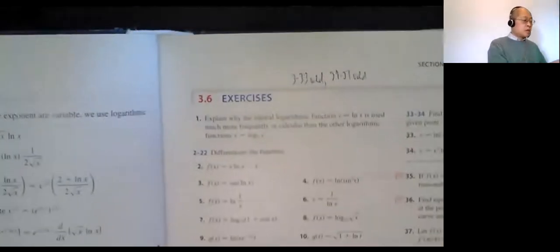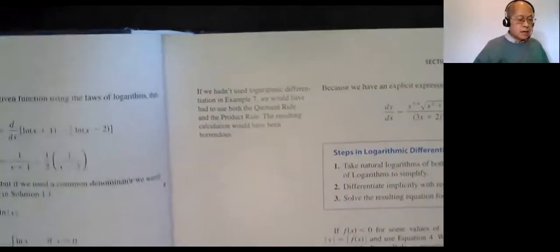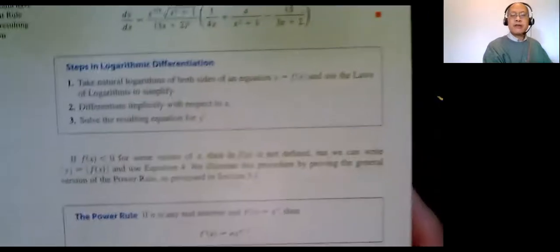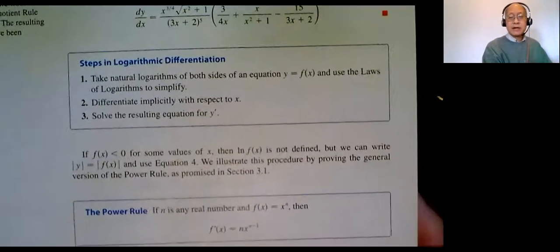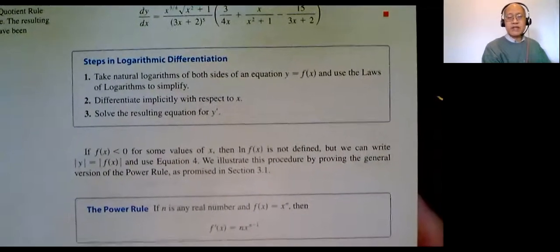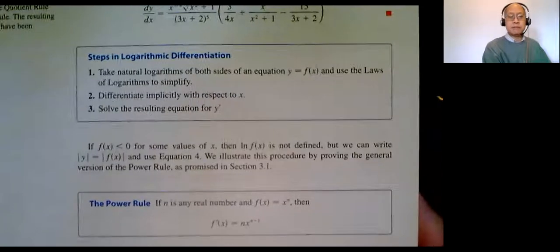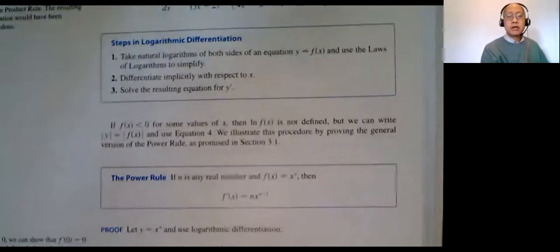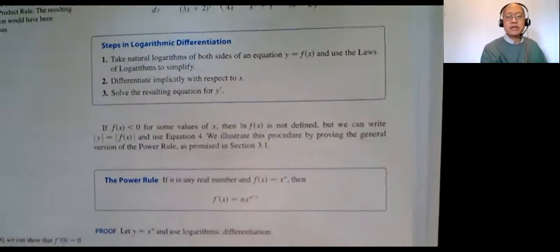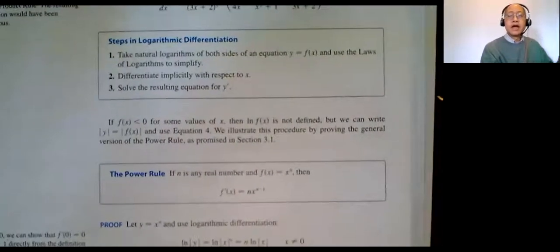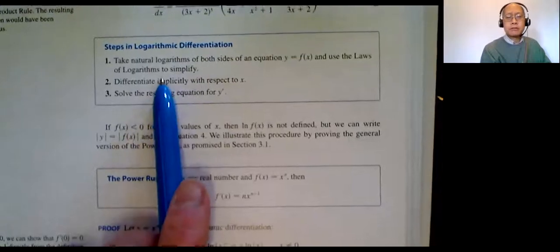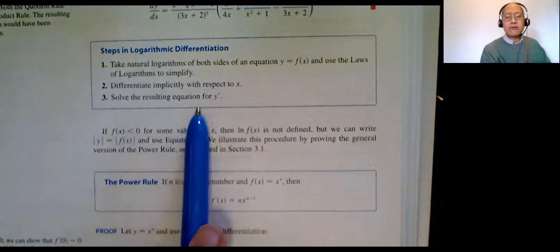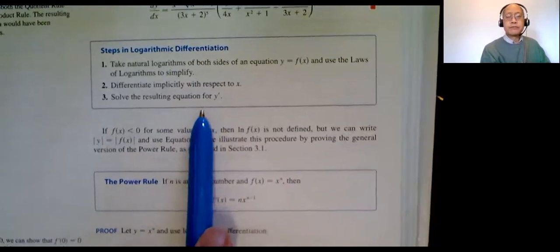Let me show you in the text the steps in logarithmic differentiation, page 221. I'll leave it up to you if you want to write that down or not. If we were meeting face to face, you wouldn't get to write it down, you'd have to memorize it. Maybe you don't have to write it down if you just understand the principle. You take the natural log of both sides and then use the laws of logarithms. Do implicit differentiation and then solve for y prime or dy dx.